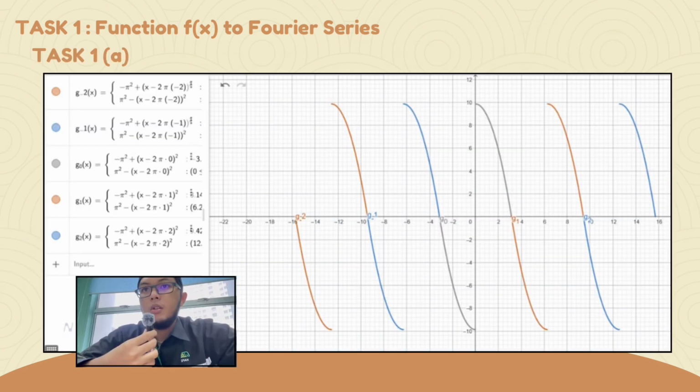So for task 1, we already sketched this. We start with g naught in here, the blue and the gray one, and then as we input the values of -1 and -2, we can see the graph shifting to the left, and then as we input the values of 1 and 2, we can see the graph shifting to the right.